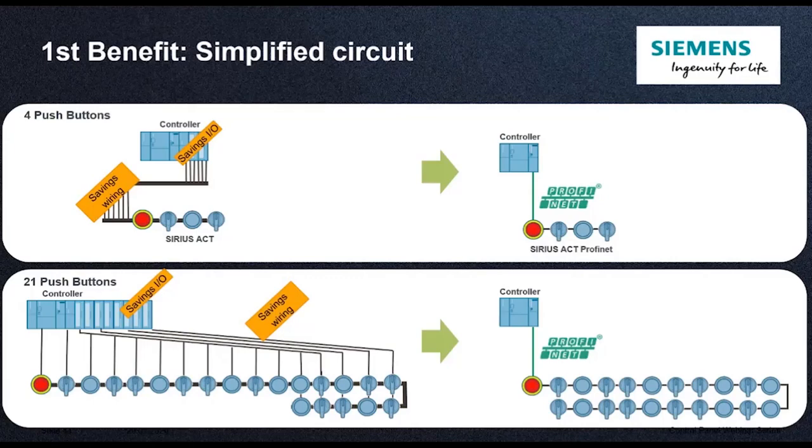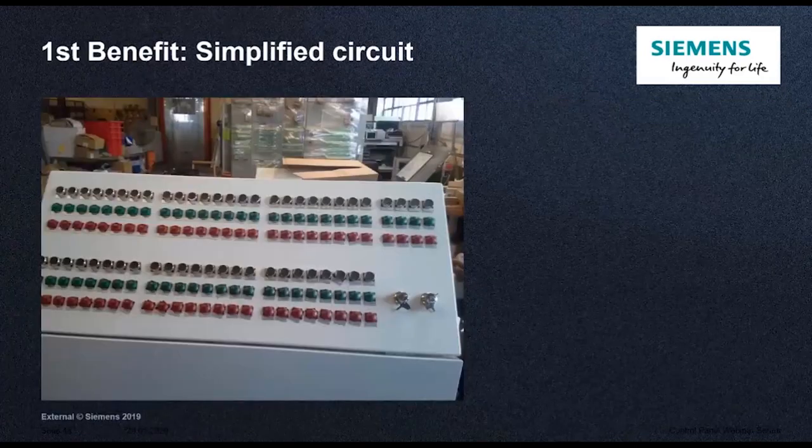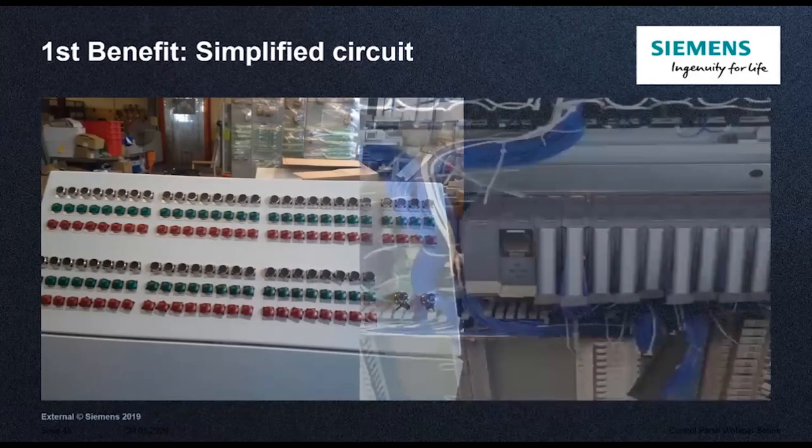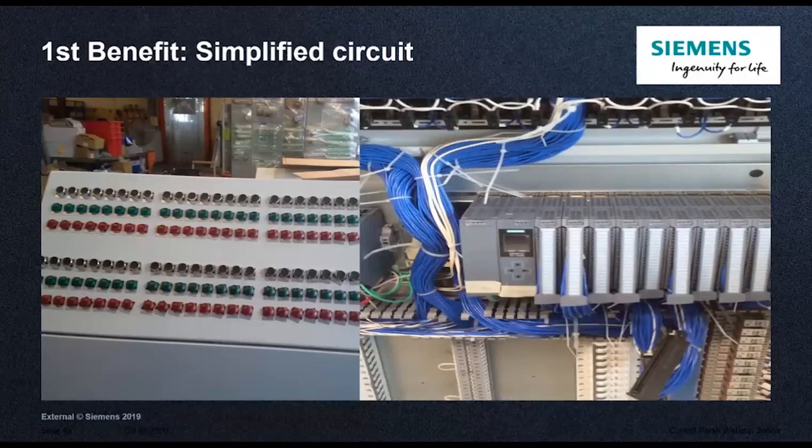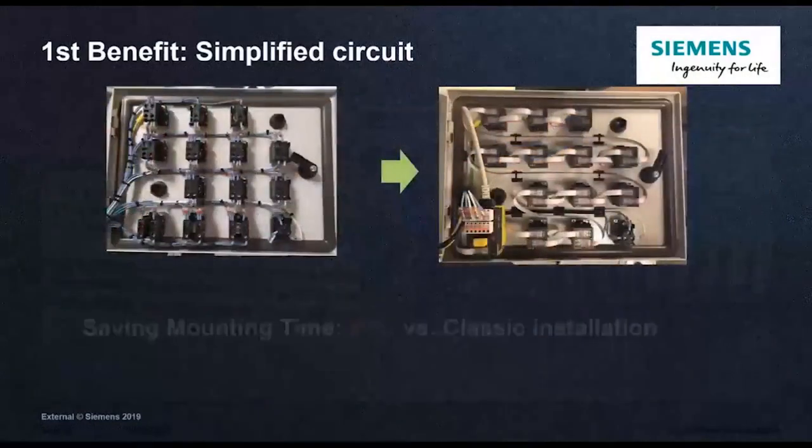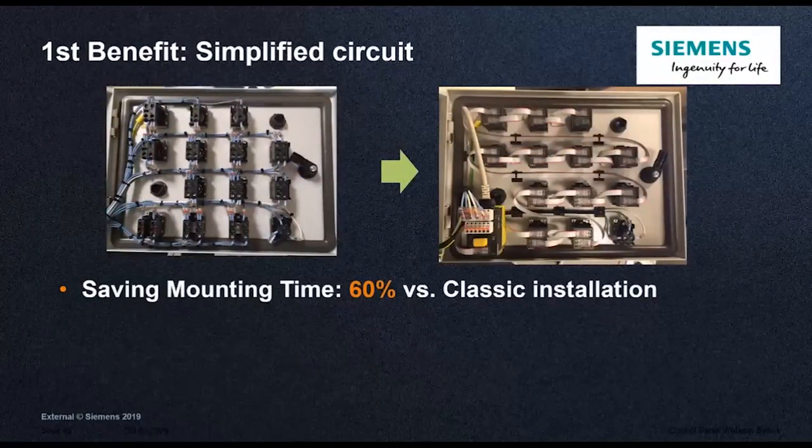Our Sirius Act system has a lot of benefits, and let me show you four of them. The first benefit is a simplified circuit. Imagine that you don't only have the four push buttons that we were talking about, but actually 21 push buttons. A lot of cabling, a lot of time needed for this. What if you can simplify those circuits, not only in the savings of the wiring, but also in the saving of the IOs that you're using in the PLCs?